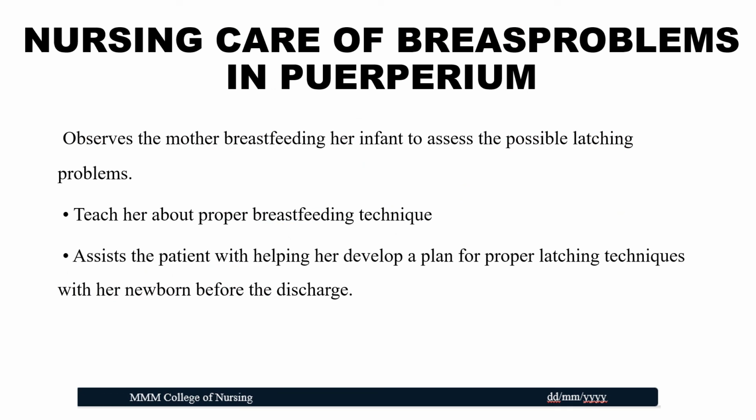Nursing care of breast problems in puerperium. This is common for all the complications. Observe the mother breastfeeding her infant to assess possible latching problems. Teach her about proper breastfeeding technique. Assist the patient in developing a plan for proper latching technique with her newborn before the discharge.